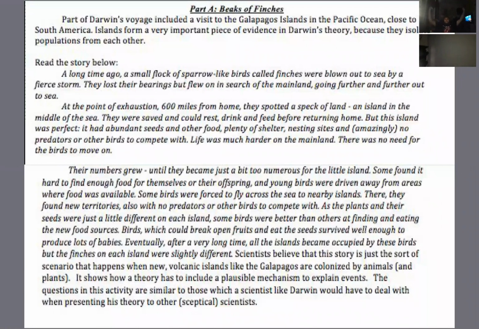Okay. Beaks of finches. So this is actually one of the state mandated labs that they wanted you guys to do. While I'm reading, let's go ahead and have you guys highlight. Part A, beaks of finches. Part of Darwin's voyage included a visit to the Galapagos Islands in the Pacific Ocean close to South America. Islands form a very important piece of evidence in Darwin's theory because they isolate populations from each other.